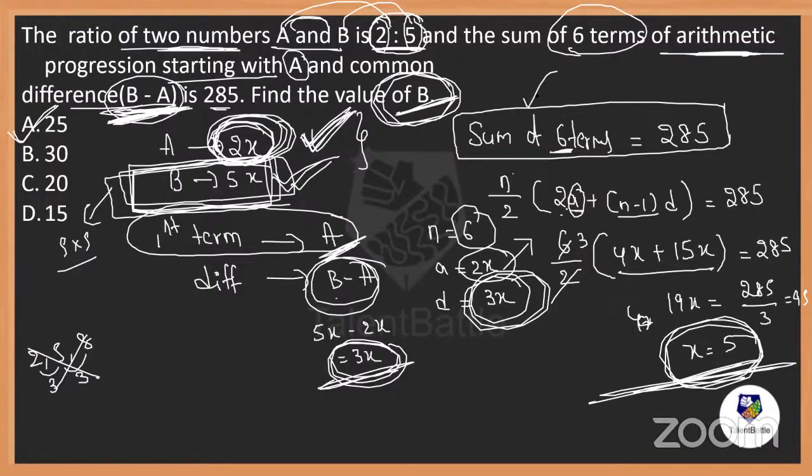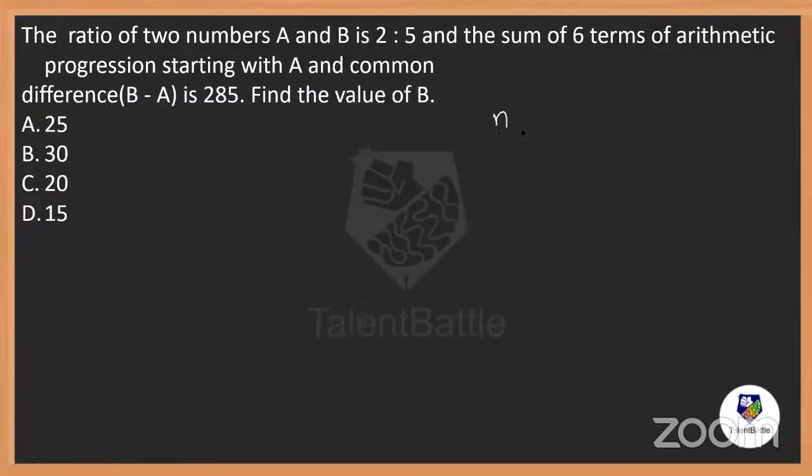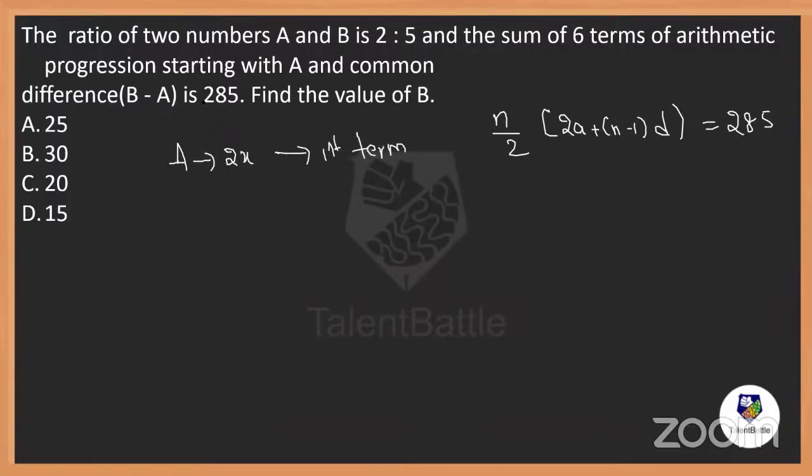Whenever the terms are in arithmetic progression, the sum formula is always n by 2 into 2a plus n minus 1 into d. This is the sum formula. And this is given as 285. As per the question, the value of a is 2x, which is the first term. And the common difference is B minus a. B I imagine as 5x and a is 2x, so the difference is 5x minus 2x, which is 3x.